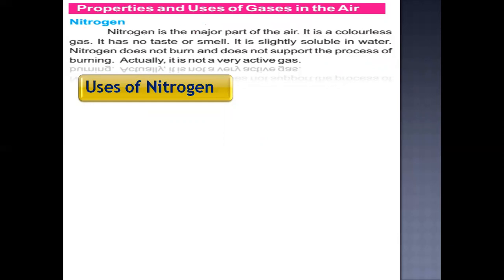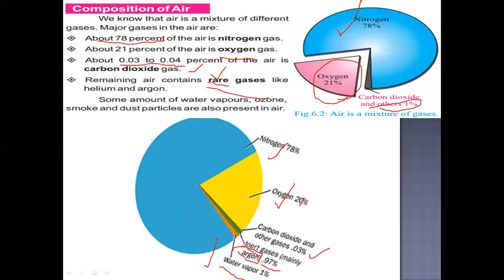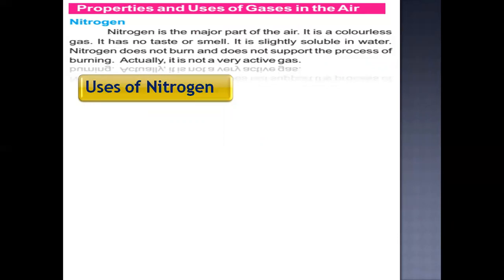So, dear students, in the previous slide we have seen the composition of the air. Here, the first very important gas, which has lots of uses in our daily life, is nitrogen. First, we will talk about nitrogen gas. Nitrogen is the major part of the air. How much percentage? Yes, 78% is present. So what are the properties of nitrogen? It is a colorless gas.